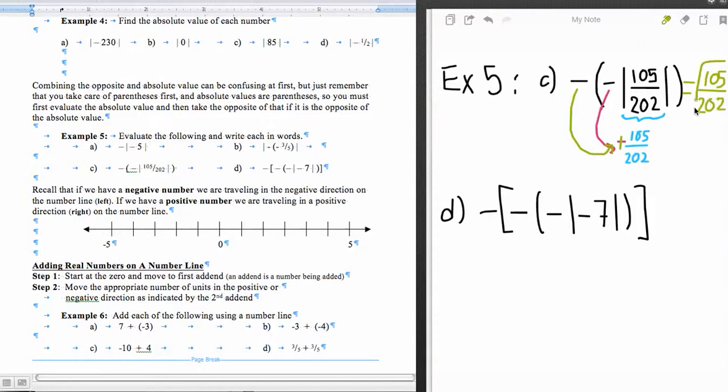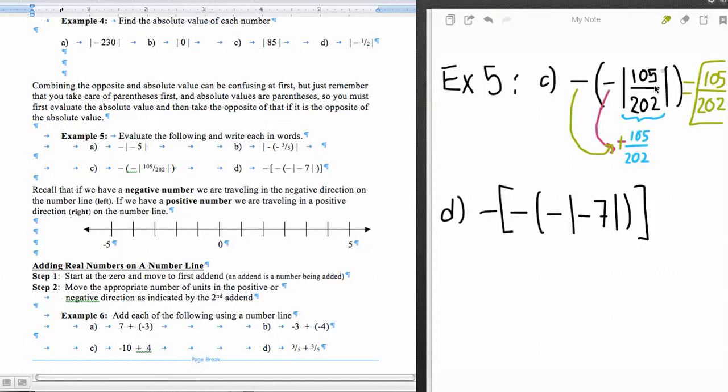But notice that we did one step at a time, starting from the furthest inside parentheses and stepping out, just like order of operations. So absolute value gave us the blue, positive. The opposite gave us the red, negative. And finally, the opposite of that gave us the green, positive.